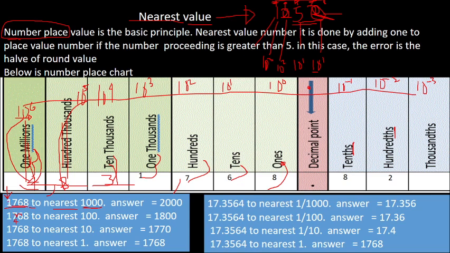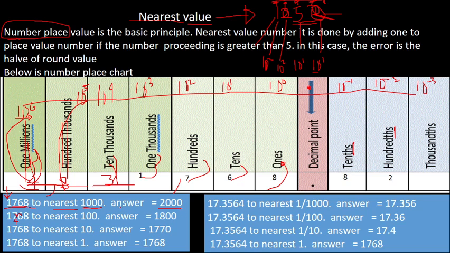Now, in this case, this one will become 2, and the answer will be what? 2,000. Are you getting me? 2,000.